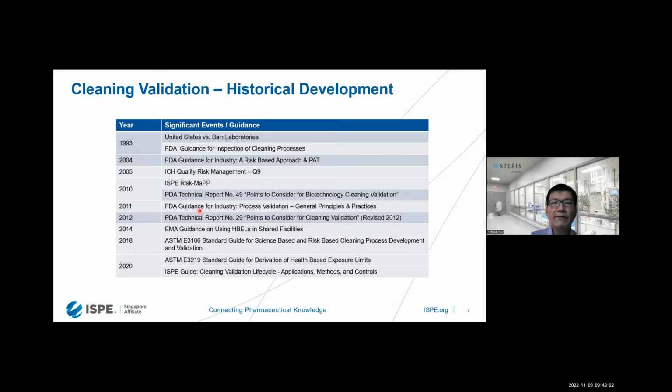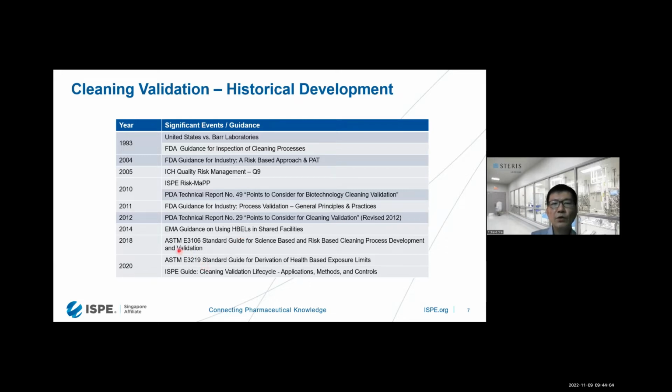In 2011, FDA also had the process validation guidelines. The principles in the process validation guidelines, their various stages, are also applicable to cleaning validation. I will elaborate a little bit more on this during the presentation. Of course, a few years later came the EMA guidance on using the HBEL in shared facilities. Since then, the requirement for using the health-based exposure limits has been implemented for the pharmaceutical manufacturing processes.